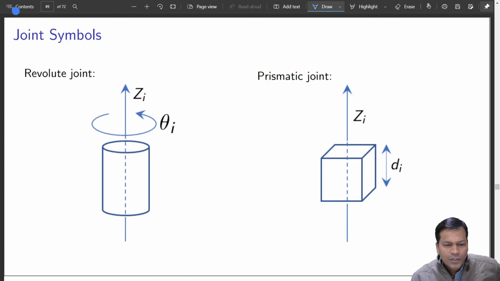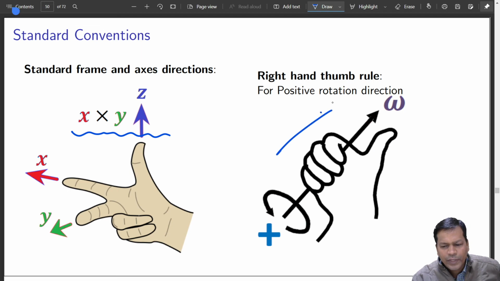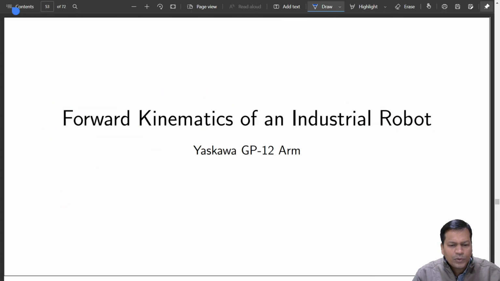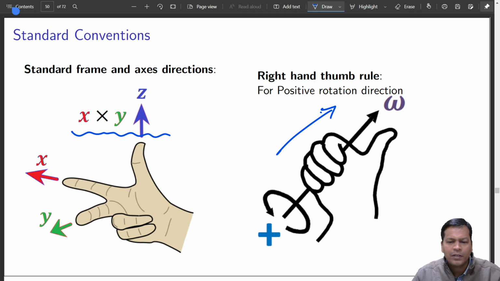Got it? So effectively we use joint symbols as this: rotary joint, prismatic joint can go like this. Okay, standard frames, this is your standard coordinate convention that we'll be following also, and this is your standard way of representing any rotation, positive direction of rotation. Okay, so yes, this is the step to assign DH frames. We'll do it using one of the robots, that is the Yaskawa GP12 robot today. Okay, so hope this is quite good enough as a fundamental now.